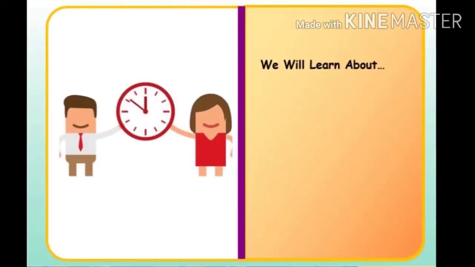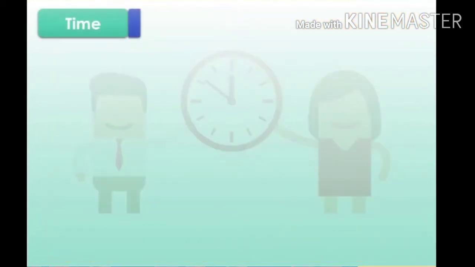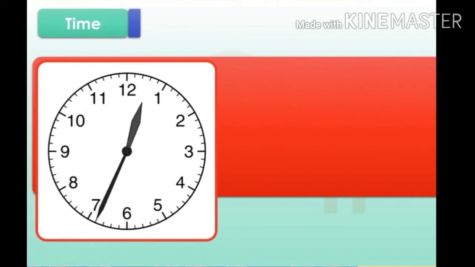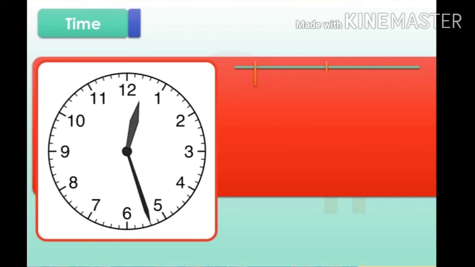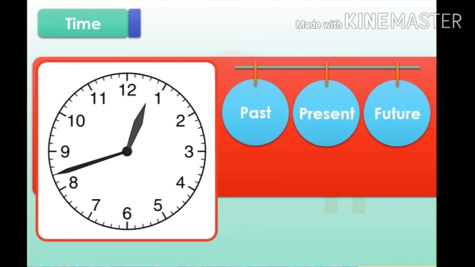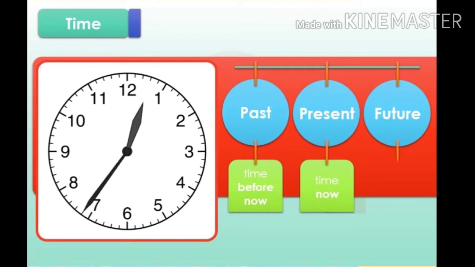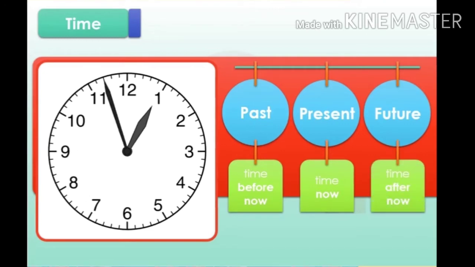Today, we will learn about the simple past tense. Time is the first thing we have to understand while learning tenses. Time is divided into three areas that can be represented on a timeline: present, past, future. Present is a time now. Past is a time before now. Future is a time after now.